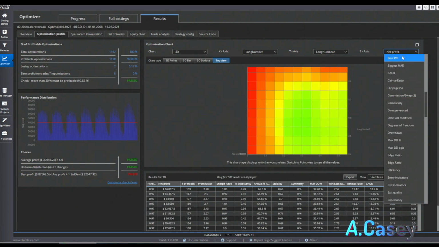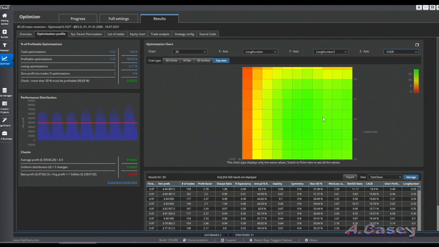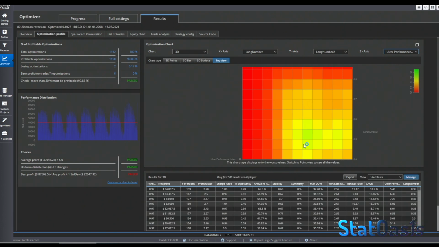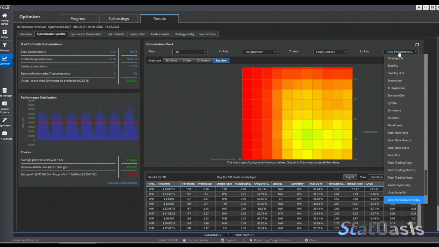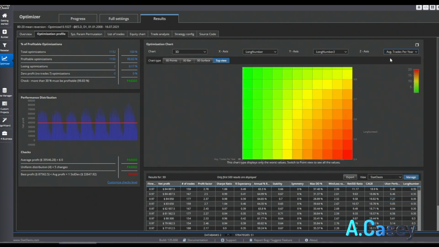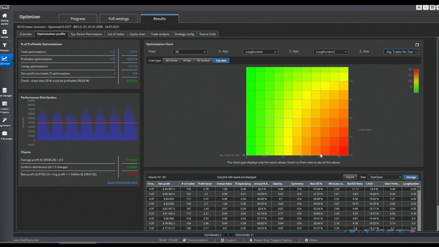So you can see compound annual growth rate, same thing. And Ulcer Index, again, this square is the best. And drawdown, this is the worst here. But we can see we lose on the number of trades in this section. So as you can see, this is 0.4 and 0.6. So it's right on the edge of starting to lose a lot of trades.